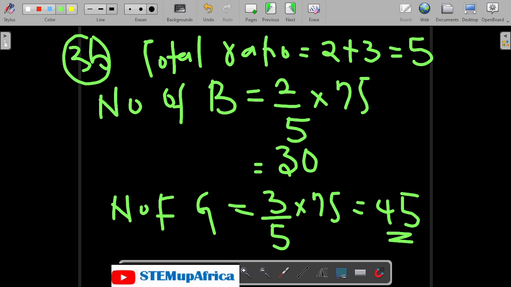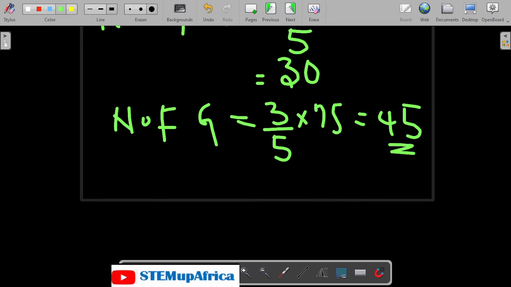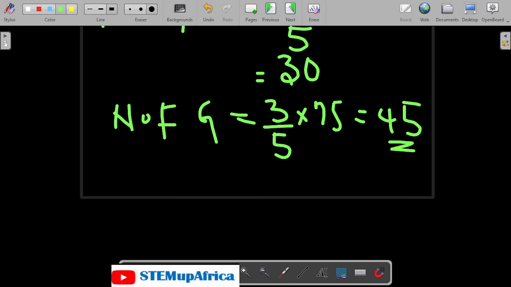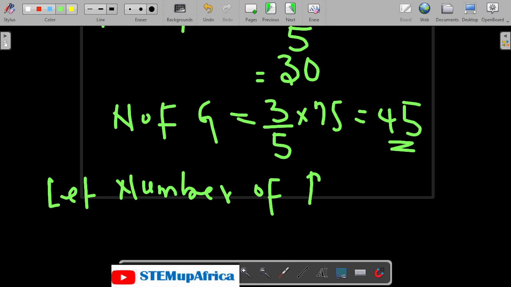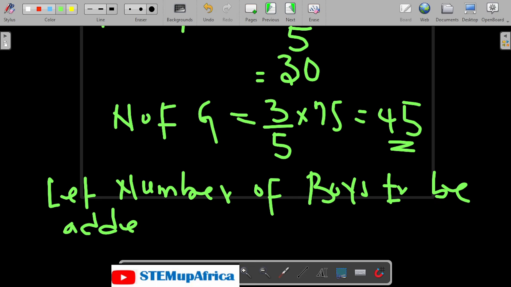So they're not asking us how many boys must be added so that the ratio will be 7 to 9. So the number of boys to be added, let the number of boys to be added be x, so that the ratio now becomes 7 to 9.